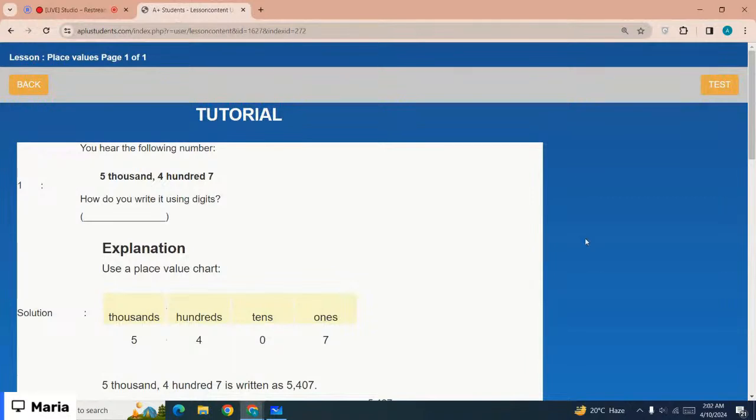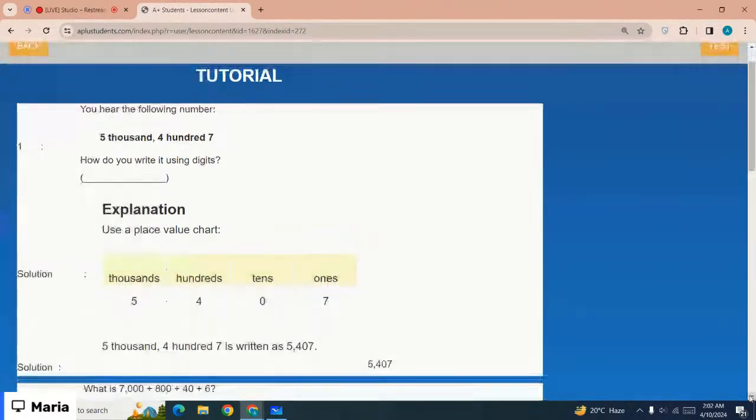Okay, you hear the following number, 5407. How do you write it using digits? Right? You are given the number that is 5407. You have to write it in the digits form, right? Basically, whenever we hear a number like this and we have to write it, we always use the place values chart, right?